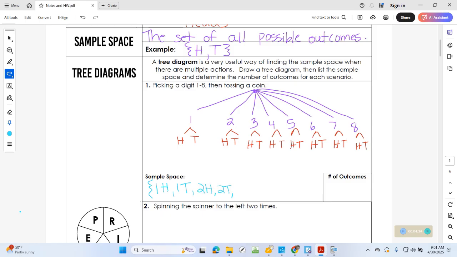I'm fearful I'm going to run out of room here. Okay, 3 heads, 3 tails. 4 heads, 4 tails. I'm going to go up top because I'm running out of room. 5 heads, 5 tails. That's our comma there. 6 heads, you got it. 6 tails. We're having so much fun. 7 heads, 7 tails. And I'm going to try to cram 8 in here. 8 heads, 8 tails.